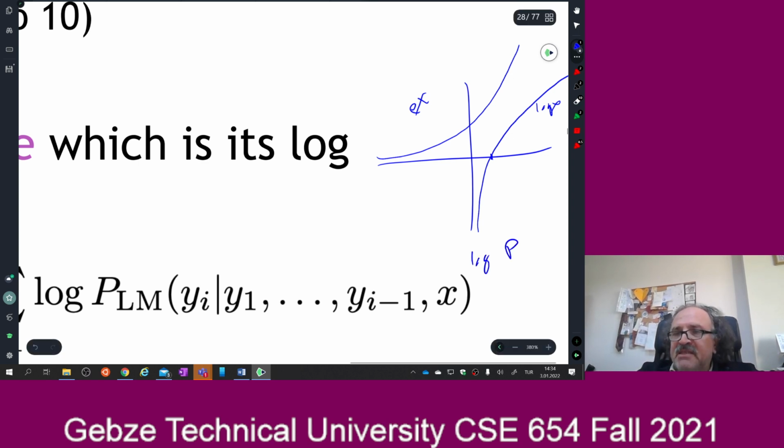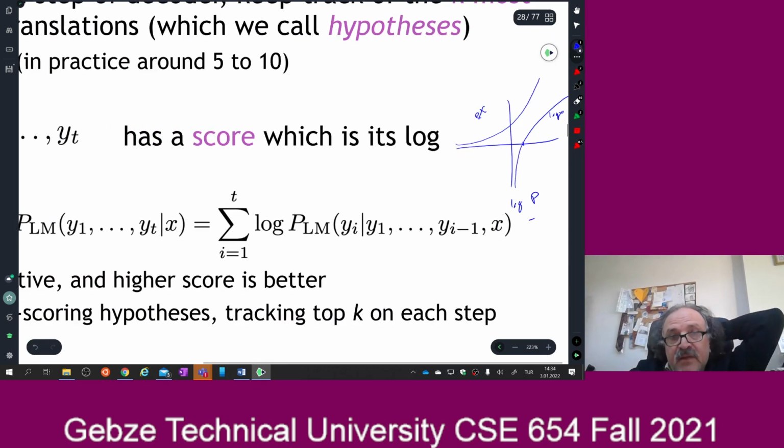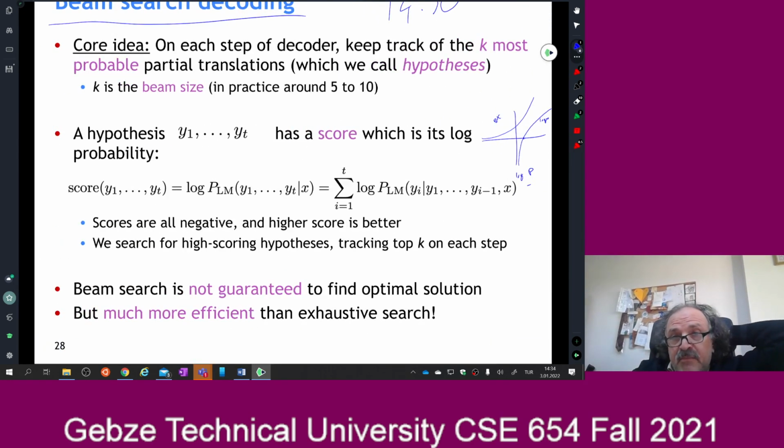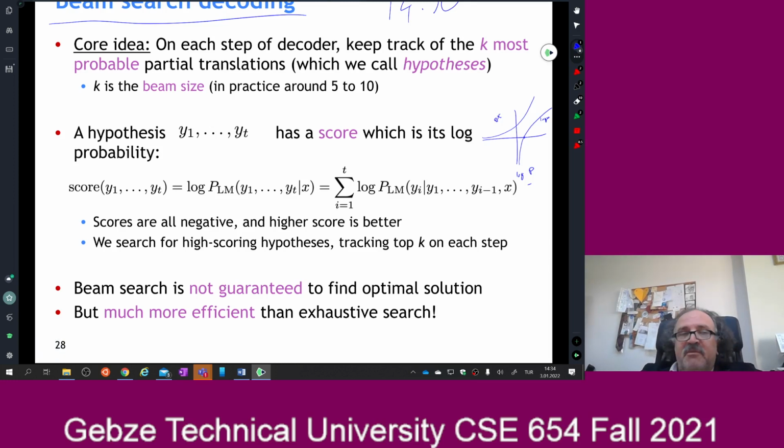the logarithm of probability means that they are all negative, right? These numbers are all negative. When you add them up, they will be all negative. Scores are all negative, and higher scores are better. So we search for high scoring hypotheses, and we keep the top k on each step. Of course, beam search is a heuristic approach, but it is much more efficient than exhaustive search.